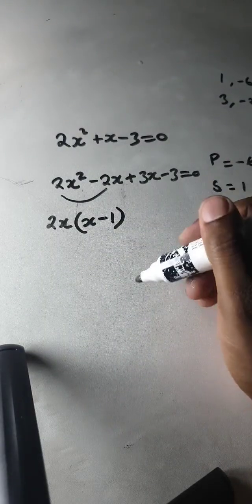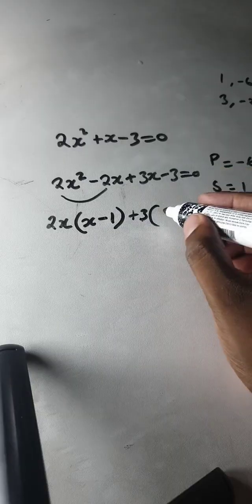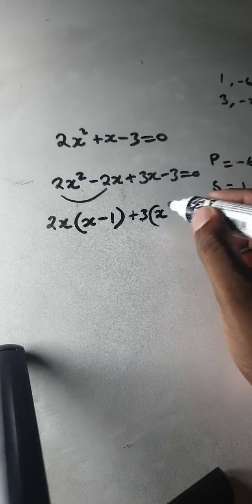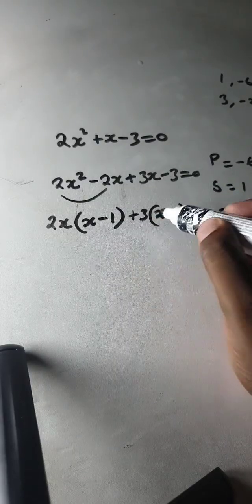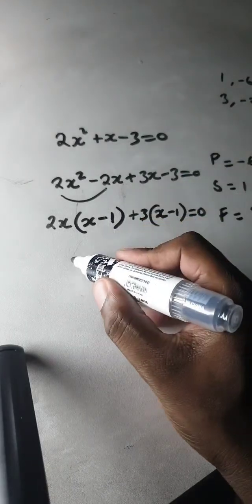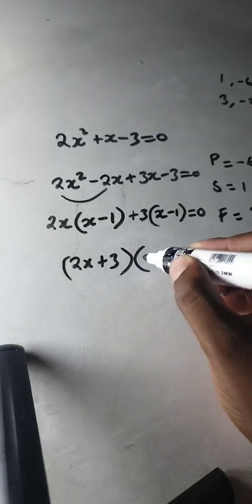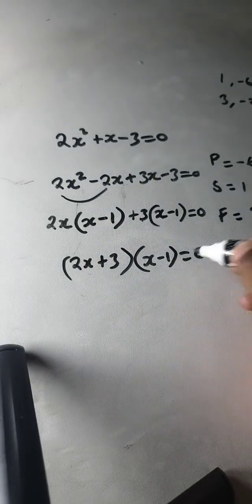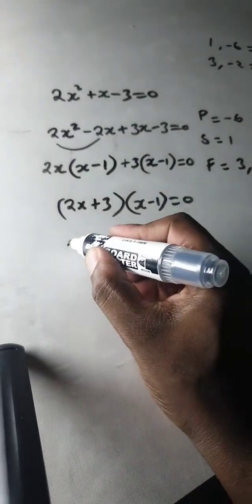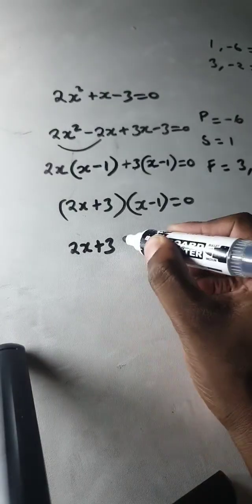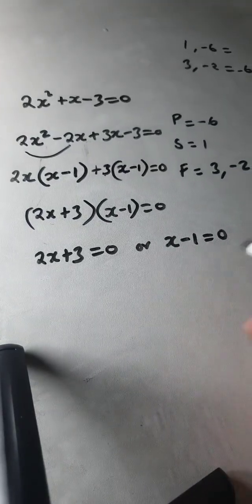What is common there? 3 is common. So say plus 3. 3x divided by 3, it's x. Negative 3 divided by 3, it's negative 1, equal to 0. Always make sure these are the same. Then we put those which are outside in one bracket, like that. Then we pick any of those twin factors. Then we equate. How do we equate? We say 2x plus 3 is equal to 0, or x minus 1 equal to 0.